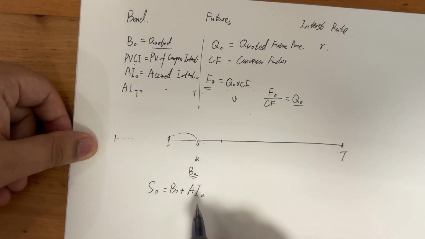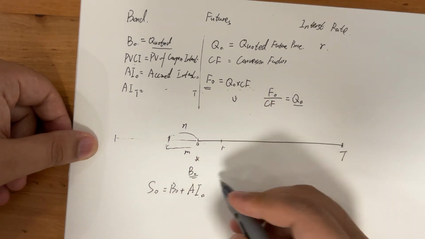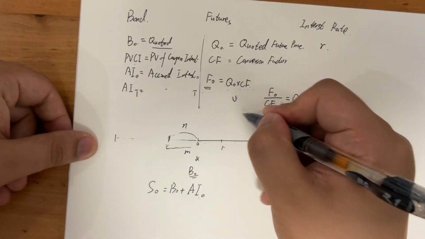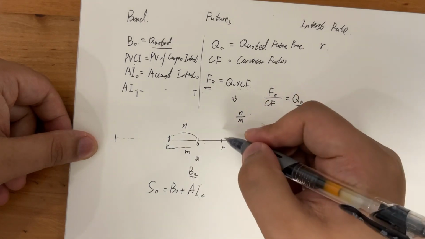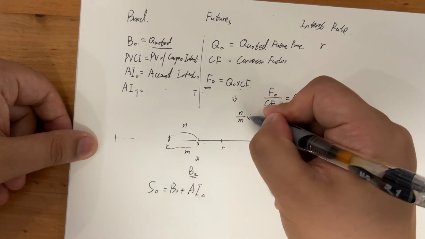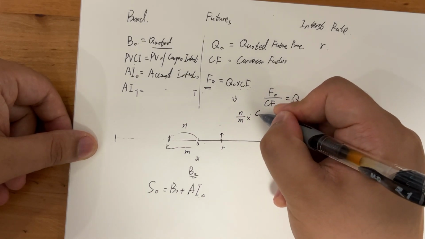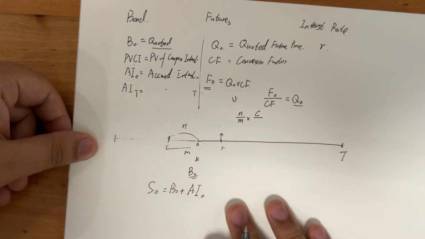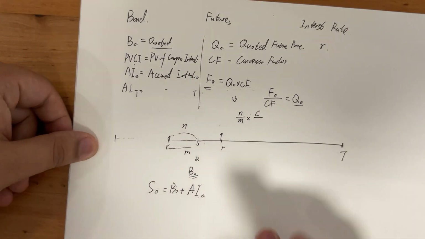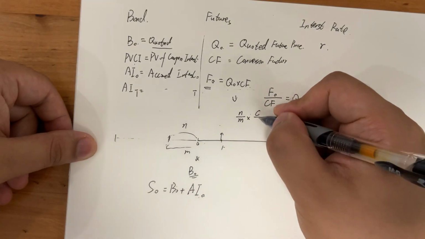So you have to add in the accrued interest AI0. For example, if this is M and this is N, you get the accrued interest by using N divided by M. It's just the percentage of time that passed, multiplied by that specific coupon amount. If the coupon has to be paid semi-annually, you divide it by the number of payments per year, which could be 2, 3 or 4, something like that.